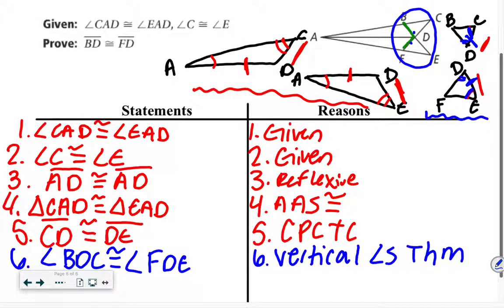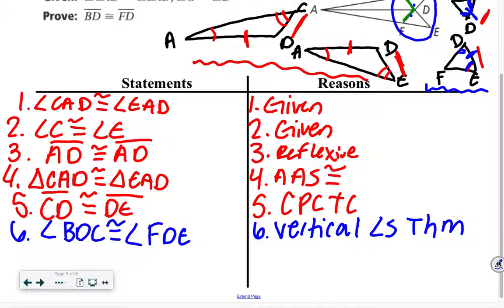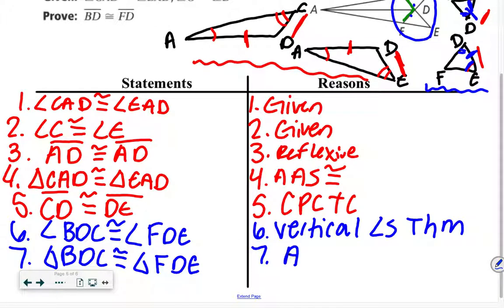So what do I have with those triangles now? Can I say those are congruent? Yeah. Why? Well, I have an angle, and I have a side. I have two angles and one side. Is your side in between your two angles? Yeah. So it's angle, side, angle. So step 7: triangle BDC is congruent to triangle FDE by angle, side, angle.